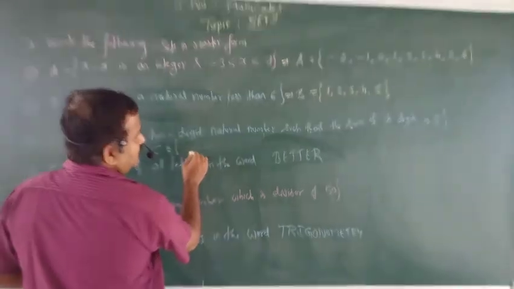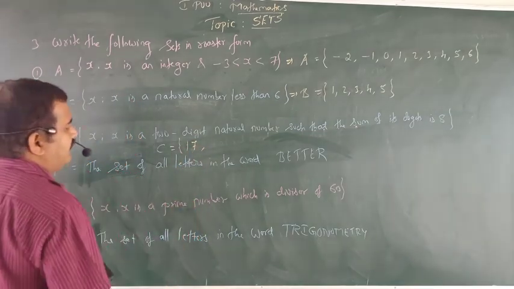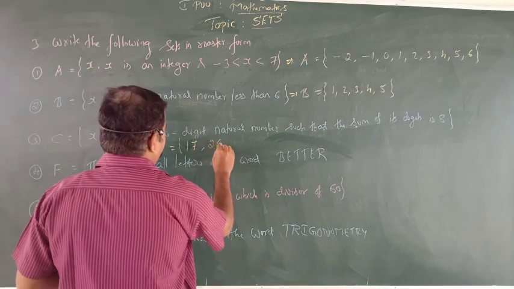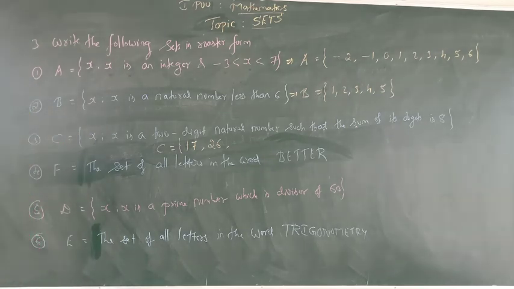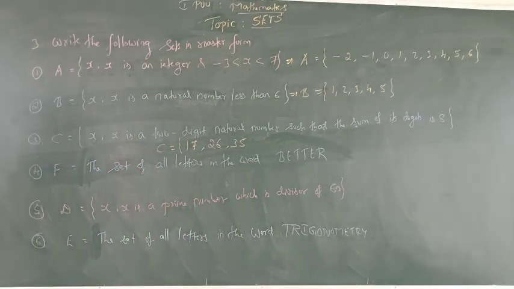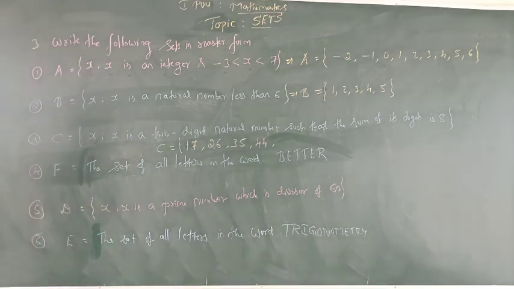One more, 1 comma 7. If you add these two, you are going to get 8. Again you can go for 2 comma 6. If it comes to 3, you can go for 3 comma 5, and if you add these two you are going to get 8. Another we can go for 4 and 4. If you add these two you are going to get 8, 44.